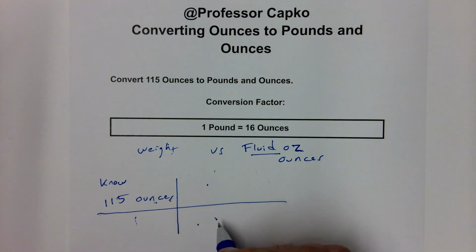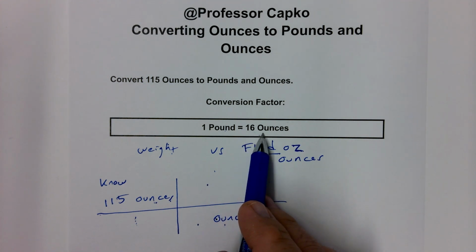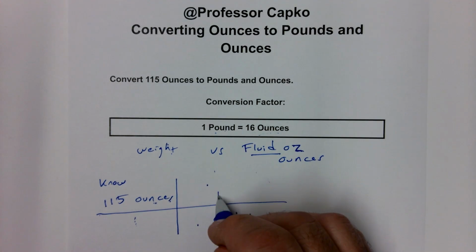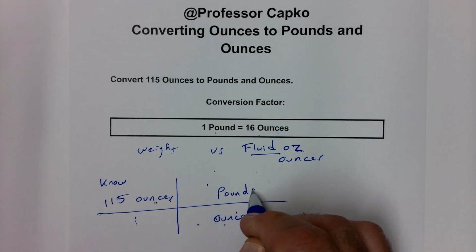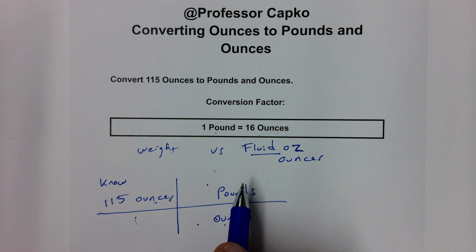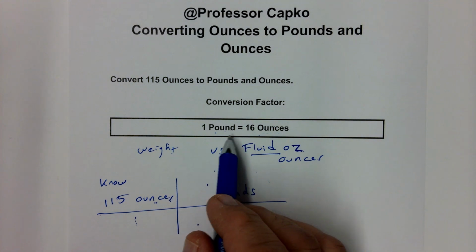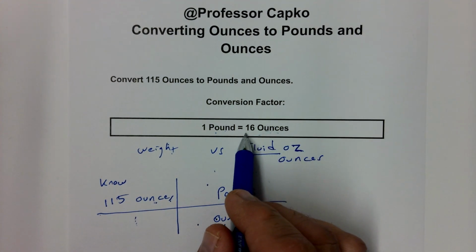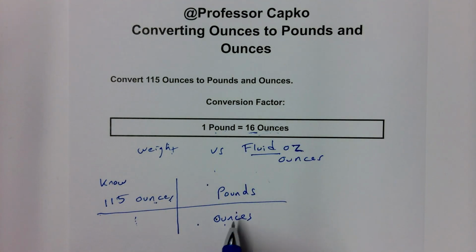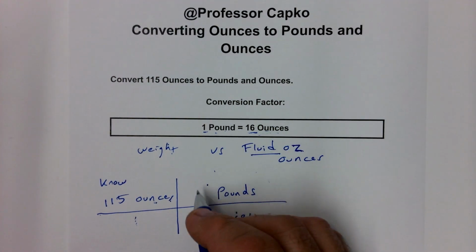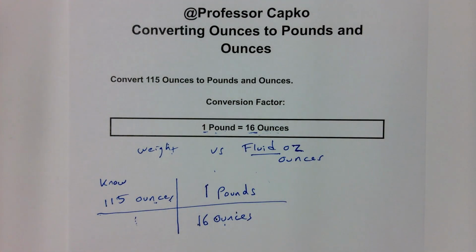I have ounces here, so I'm going to put ounces down here. And since our conversion factor has ounces and pounds, ounces are already in the bottom, so I'm going to put pounds on top. Now, all we need to do is put the numbers next to them. So next to ounces, I have a 16. I have an ounces here, so I need to put the 16. I just copy it over. Next to the pound, I have a 1. So I just copy that 1 next to the pound.